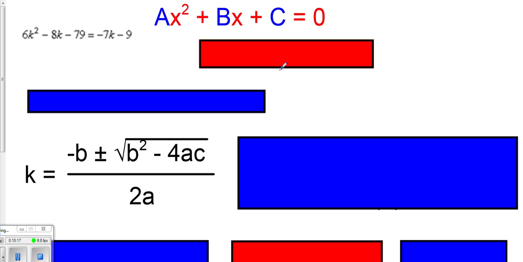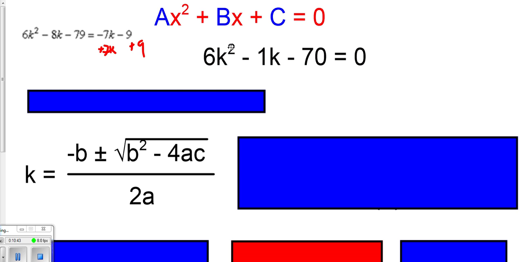All right, in our last example, we've got 6k squared minus 8k minus 79 equals negative 7k minus 9. This is obviously not in our ax squared plus bx plus c equals 0 form. We're going to need to add 7k onto both sides. As well, we need to add 9 to both sides. When we do that, it becomes 6k squared minus 1k, because we added 7k to both sides, minus 70, because we added 9 to both sides, equals 0. Now we are in our quadratic form.